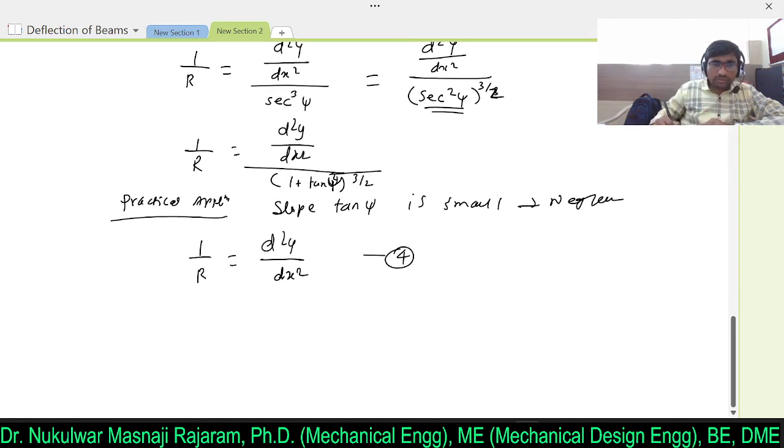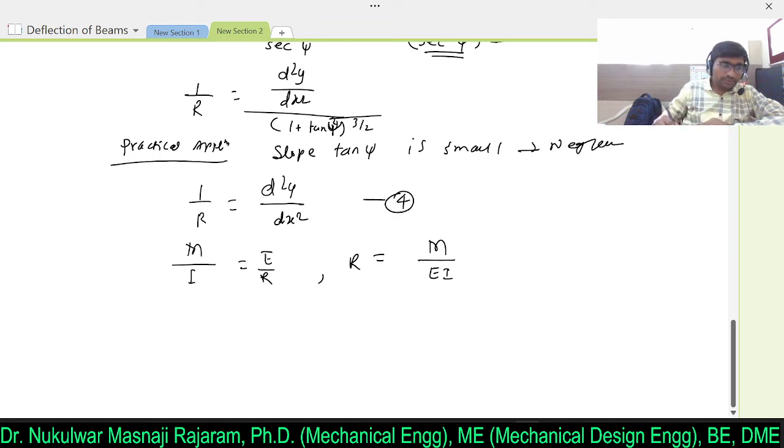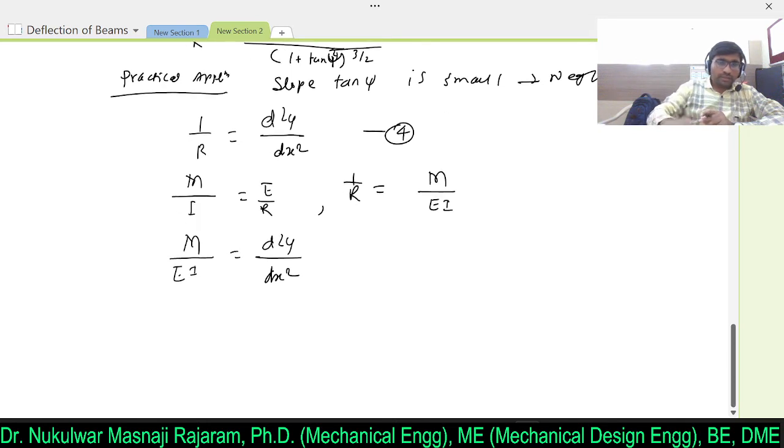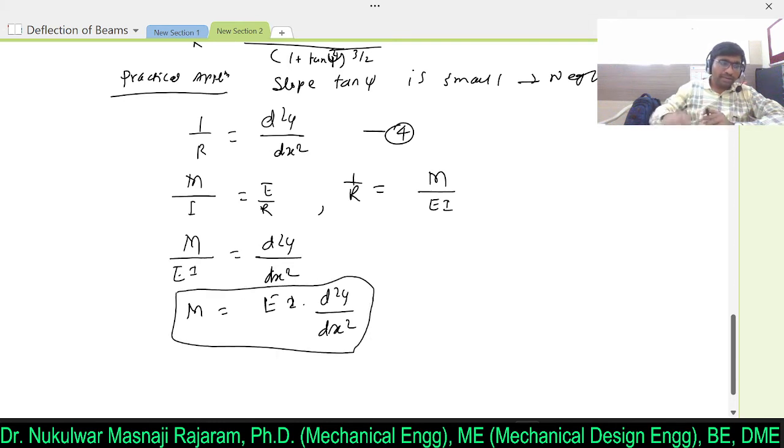Now again we will use our bending moment equation, M by I equal to E by R, and for R I will write M by EI. Just put the value in the above equation, then 1 upon r equal to M by EI. So I can say M by EI equal to d2y divided by dx square. And if I write for moment, this will become EI into d2y divided by dx square. So this is the equation for the bending moment.